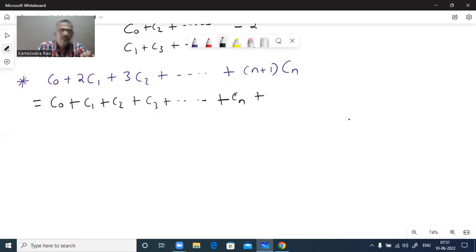And see here, C0, then twice C1, but you wrote one C1 only. So the remaining C1 you have to make another series, like plus, here 3C2 is there. Here C2 only you wrote, so the remaining 2C2 you will write here. Next, 4C3 will be there. Here 1C3 you wrote, so another 3C3 you have to write here. If you continue like that, the nth term: here 1 Cn you wrote, so the remaining n Cn you have to write here.